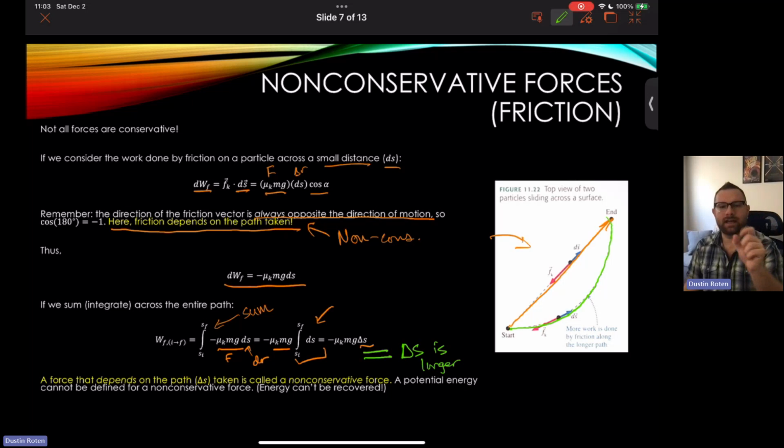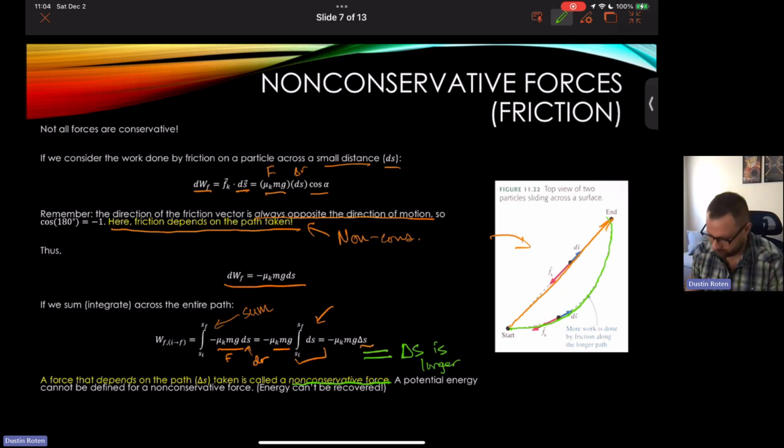Just because we're having to add up more little infinitesimals. So when we integrate across a path, friction is definitely path dependent, okay? A force that depends on the path, ds, taken is called a non-conservative force, which we sort of defined up there, but this is the general statement: any force that depends on the path.